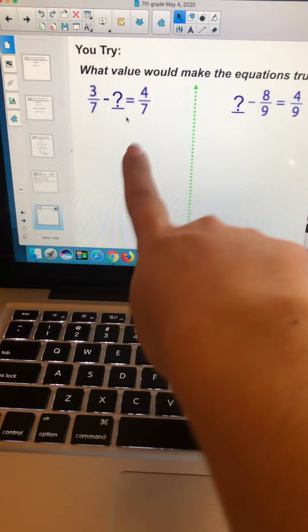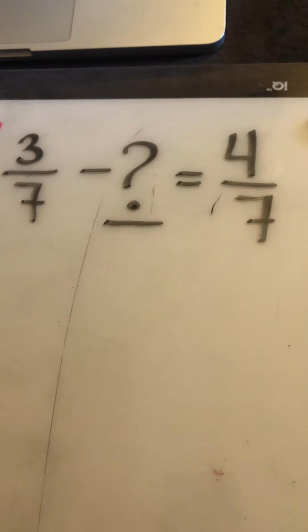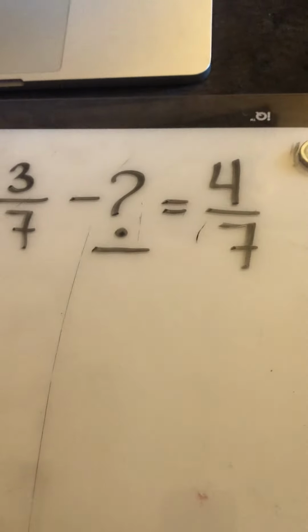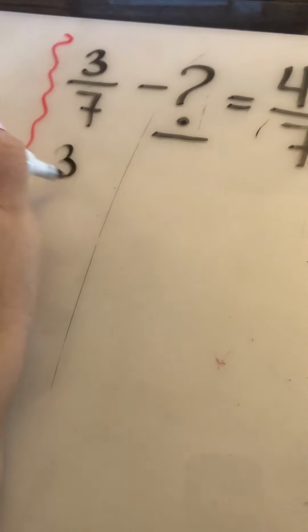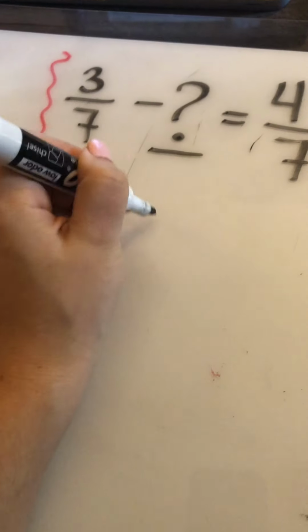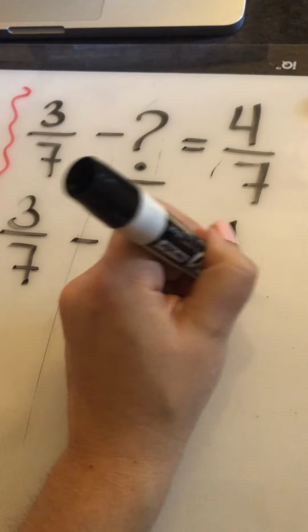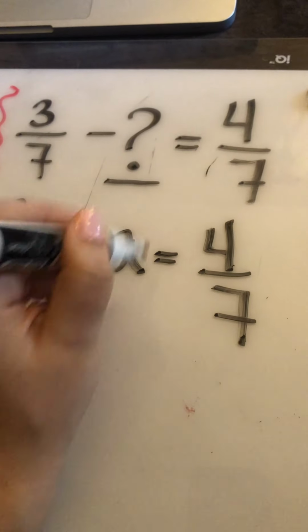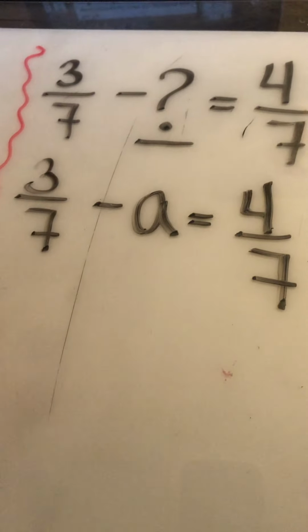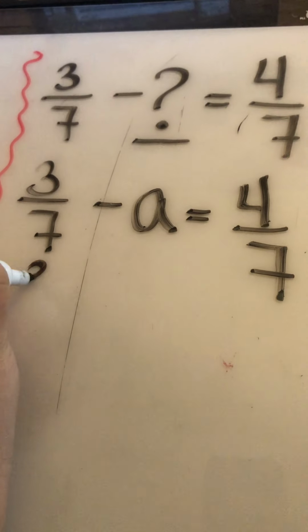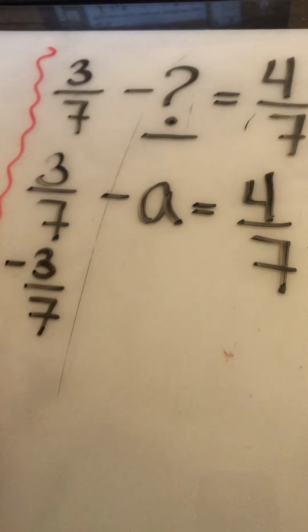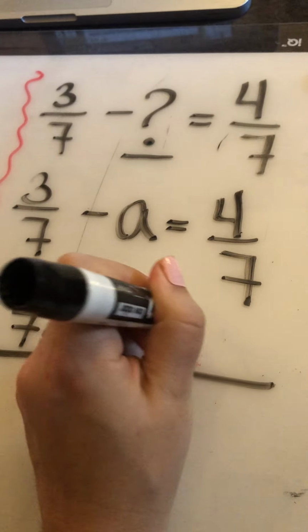I'm going to do the one on the left side. So we have 3/7 minus question mark equals 4/7. So the first thing we want to do is replace our question mark with a variable. So I'm going to write 3/7 minus a, I'll use a this time, equals 4/7. So my goal is to get a isolated. So I'm going to inverse 3/7 by subtraction, since 3/7 is positive. Whatever we do to one side, we do to the other.